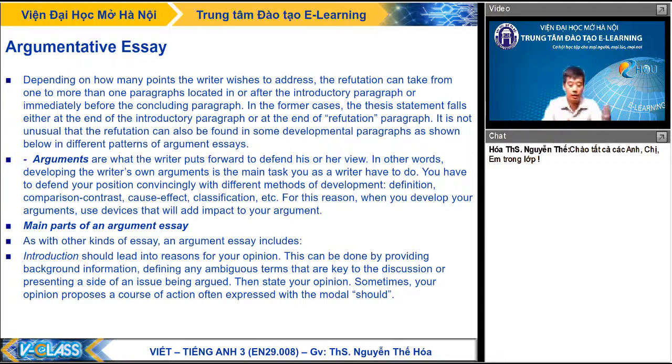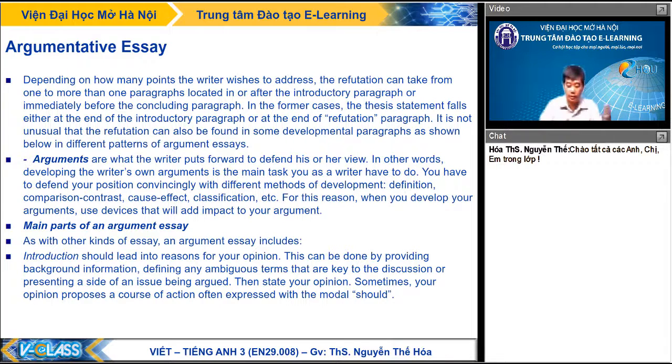And one other thing you have to bear in mind, the argument the writer puts forward depends on the viewpoints of the writer. In other words, developing the writer's own argument is the main task you have as writers.